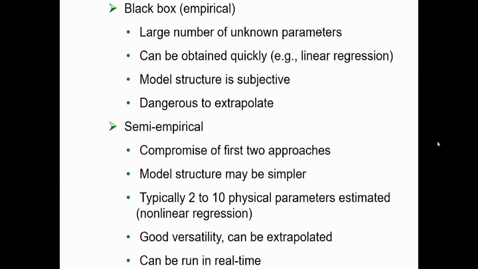Then we also have the semi-empirical model. This is the compromise of the first two approaches, where the model structure may be simpler and typically 2 to 10 physical parameters are estimated with non-linear regressions. It has good versatility and can be extrapolated. This actually leads to the concept of real time, because a semi-empirical model can be run in real time.